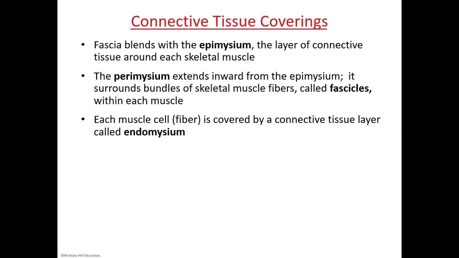Okay. Then if you move inwards, there are little bundles called fascicles that make up the skeletal muscle. And those fascicles are surrounded by a perimysium. So peri is in the middle and mys is muscle. And then if you move even further within each fascicle, each individual muscle cell is called a muscle fiber, and it's surrounded by a connective tissue layer called endomysium. Endo for inside, kind of like the bones had an endosteum.